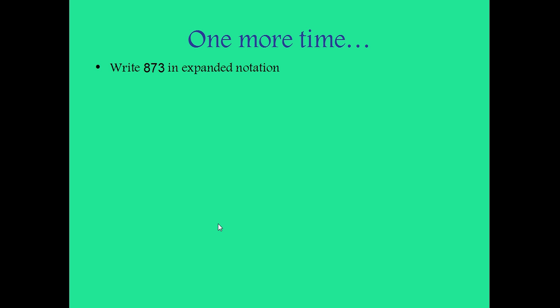Alright, so you're going to have some practice. We're going to do the first one together. We're going to write 873 in expanded notation. Let's start with the biggest digit. Our 8 is in the hundreds place, so we're going to write 800. Okay, and we'll go to the 7. Our 7 is in the tens place, so we're going to write plus 70 because we have 7 tens. And then our 3 is in the ones place, and that gives us 3 ones.